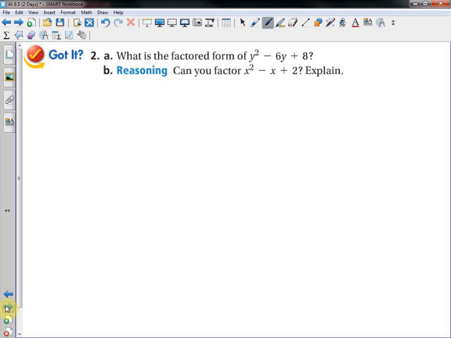All right. Let's go ahead and try the top one, and then the bottom one. Part B, you need to think about if you can factor it, and then why or why not. Okay, so A is definitely factorable. B, you need to think about.